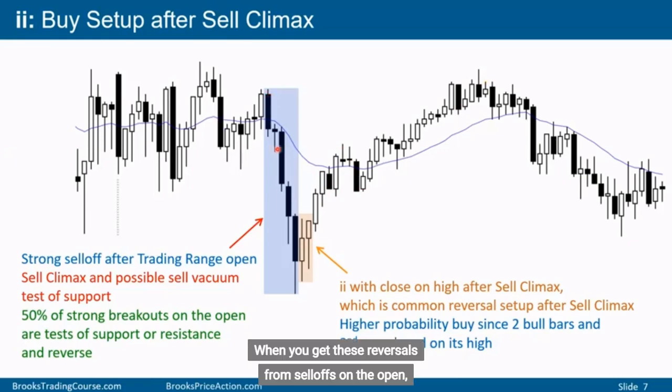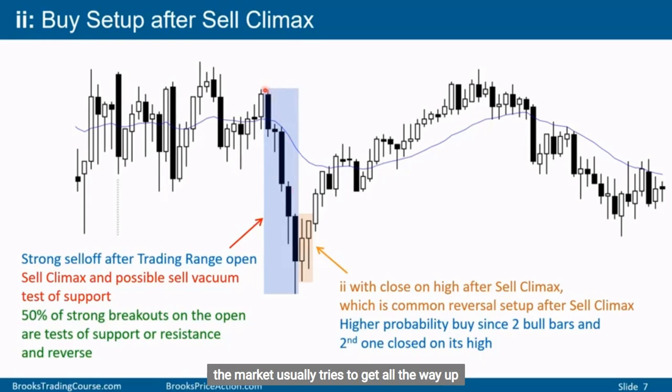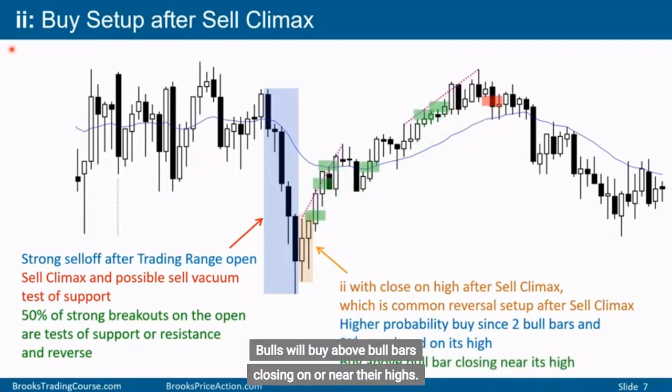When you get these reversals from sell-offs on the open, the market usually tries to get all the way up to the top of the sell climax, which it did. Bulls will buy above bull bars closing on or near their highs. We have something of a wedge top, 1, 2, 3, or 1, 2, 3, 4, or a failed breakout above a wedge, a test of the top of the trading range.